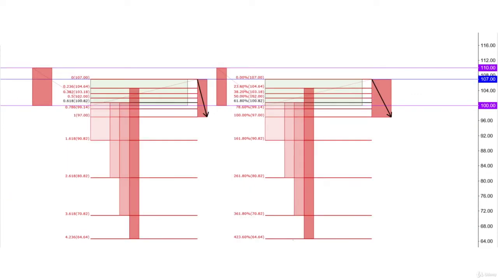The distance from point 1 to point 2 can be called the base trend. Since this is the trend the fib extension will be based on, the distance from point 2 to point 3 can be called the retracement. The retracement of the base trend, to be more precise.